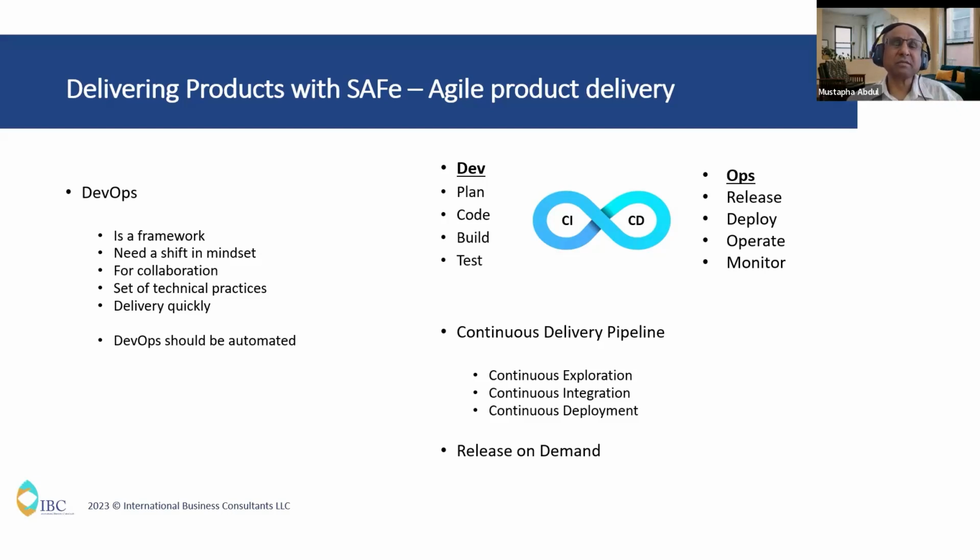And then there is what is called a continuous delivery pipeline, which includes continuous exploration, continuous integration, and continuous deployment. Or, in other words, people say CI/CD. The important thing about this is when we deploy, we do not release every time we deploy. They deploy only when there's a demand for it, a release on demand. If there's a customer demand for it, you release it.